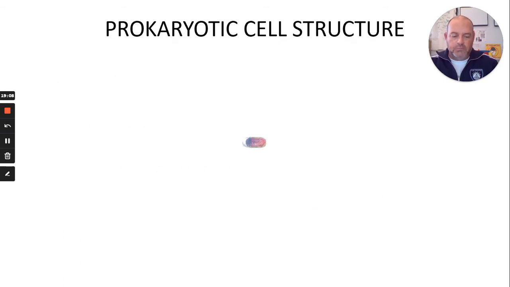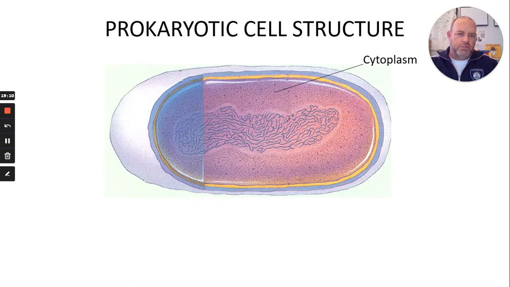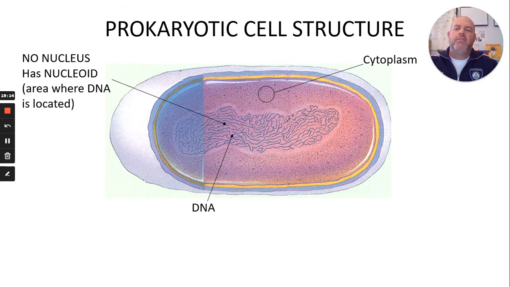And then if we look at some structures that go into a prokaryotic cell, they still do have some structures in there. While they don't really have membrane-bound organelles, they do have some structures. So they have cytoplasm, which is like the gel inside of the cells. They do not have a nucleus. We tend to refer to this as a nucleoid. It's an area without a membrane that is where the DNA is located. Okay, so they do have DNA.